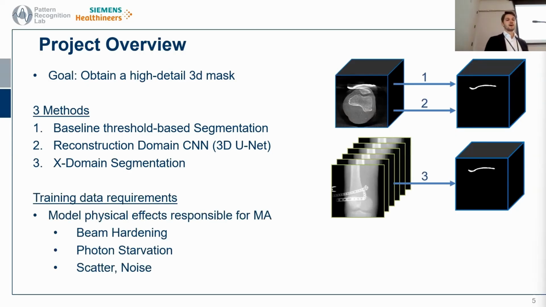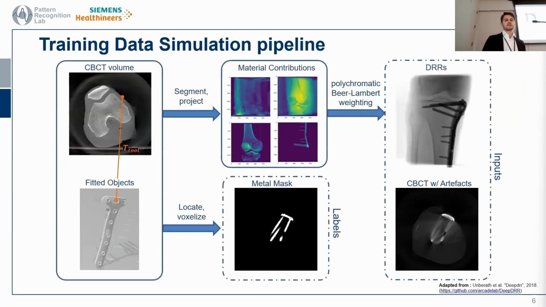As methods 2 and 3 are supervised learning methods, we have requirements for our training data. And that is that the training data has to exhibit all of these physical effects that are responsible for the emergence of metal artifacts, which are beam hardening, photon starvation, noise, and scatter. Let's have a very brief look at how we generate training data that features these physical effects. In summary, this is something we've heard about today very often. So we use the same kind of forward model that you would also use for material decomposition.